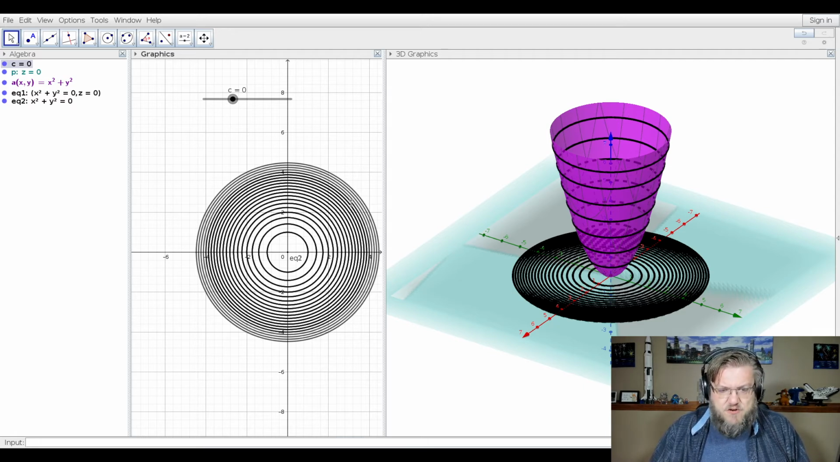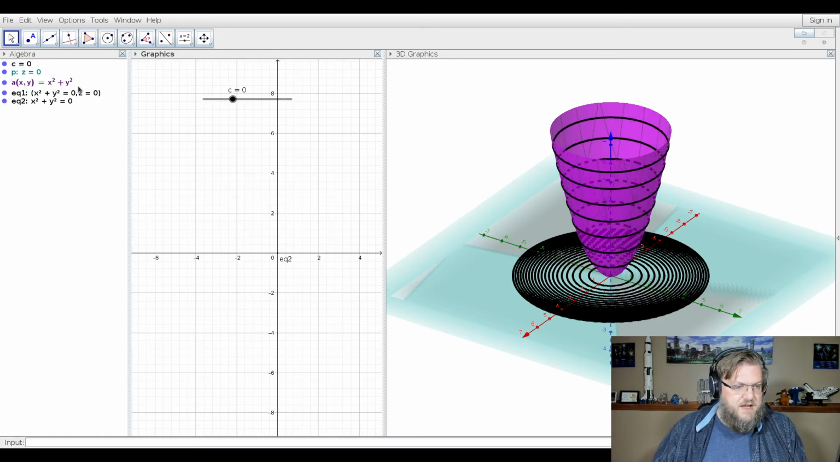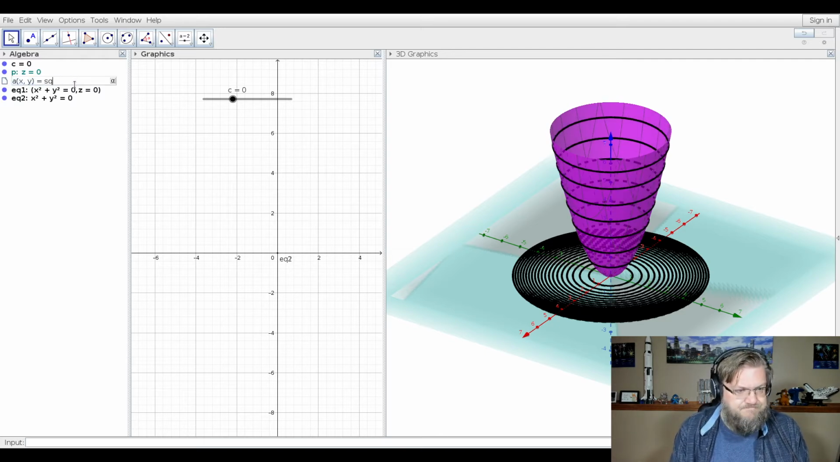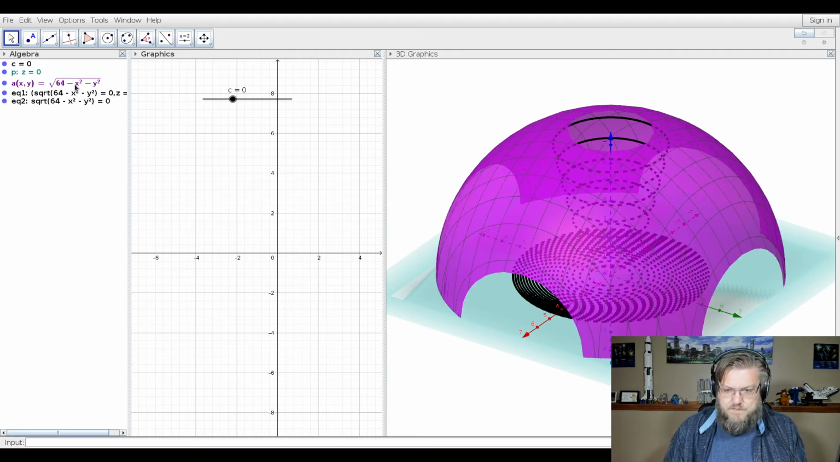We could do the hemisphere one that we just did. Let's go ahead and do that. Suppose my graph is, okay, I've got too many windows open, too much stuff going on. Okay, I'm going to change this now. I'm going to change this to, let's say, the square root of 64 minus x squared minus y squared.